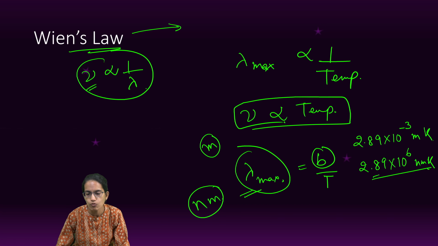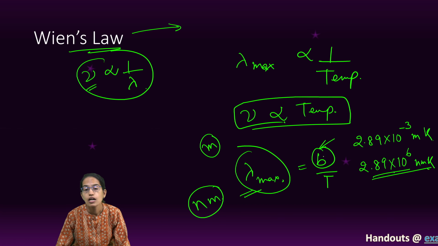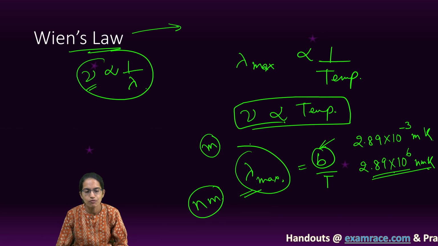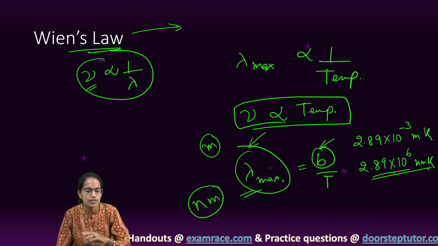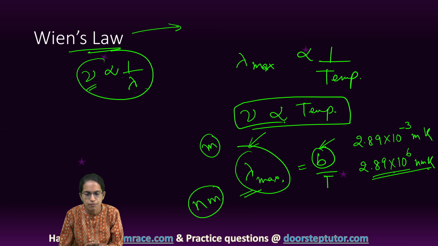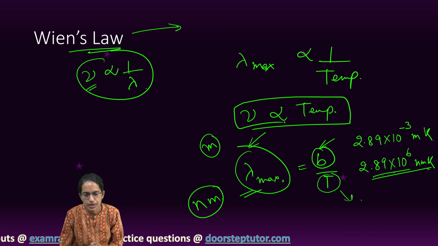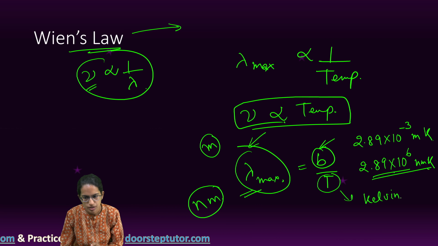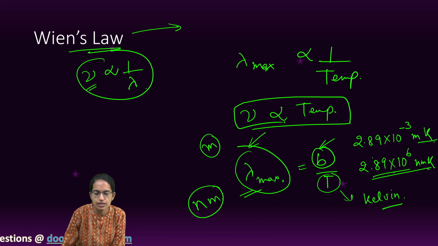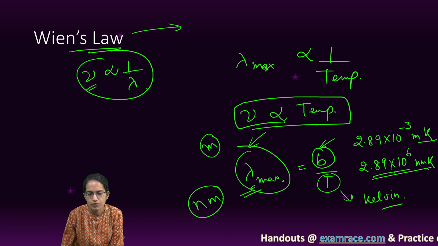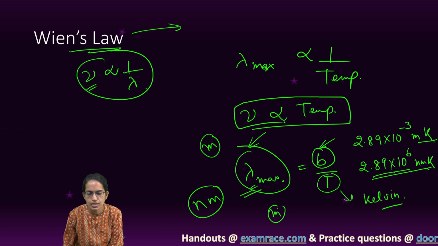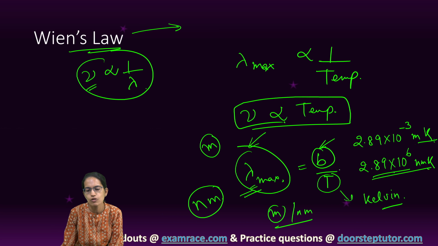So, based on what is the value of B, the constant, we can find whether the wavelength would be in meters or nanometers. So, that thing is clear. Then, T is the temperature in Kelvin. Okay, and therefore we say the B, which is the Wien's displacement constant, is meter Kelvin.